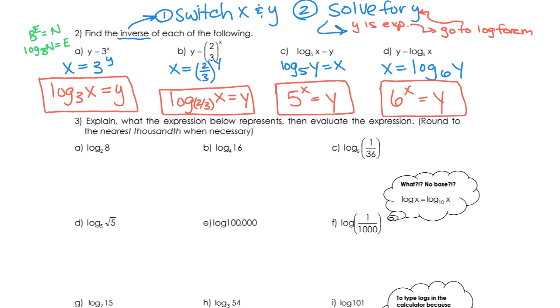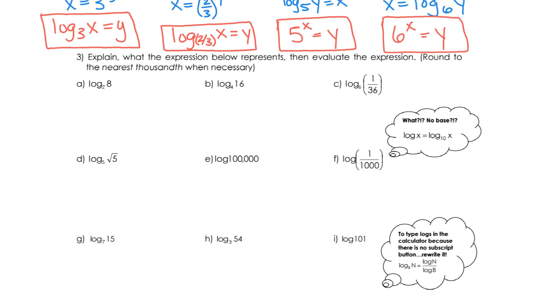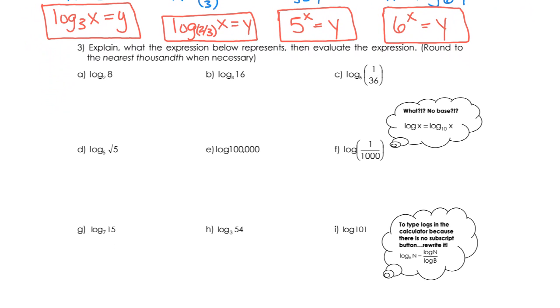And we're going to head down here. And it says, explain what the expression below represents. Then evaluate the expression, round to the nearest thousandth when necessary. Okay. So what this first expression means, and we're going to give it an equals X, since it doesn't have one. It's not equal to anything.